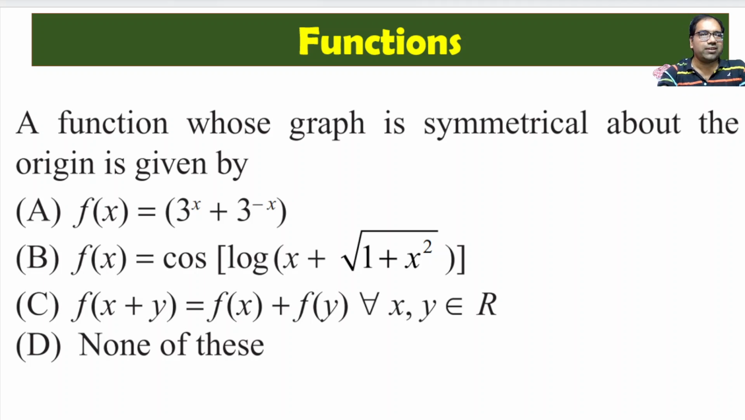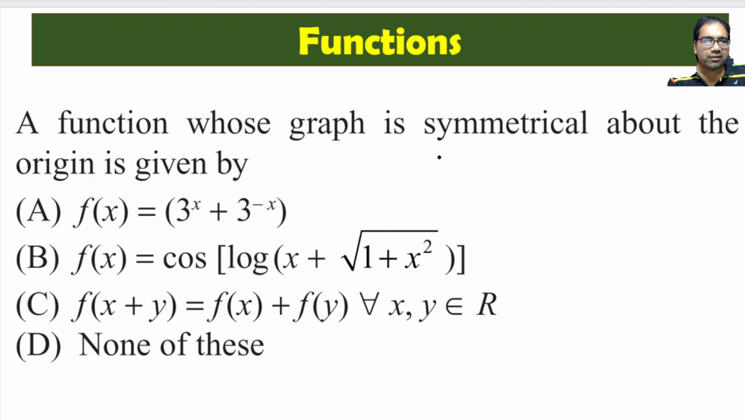Hi friends, here we are given three functions. We have to find out whose graph among them is symmetrical about the origin. What does it mean, symmetrical about the origin? It means the function is an odd function. Even function, the graph is symmetric about the y-axis. Odd function, the graph is symmetric about the origin.